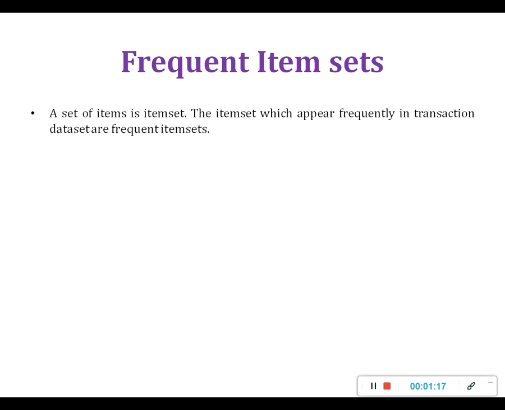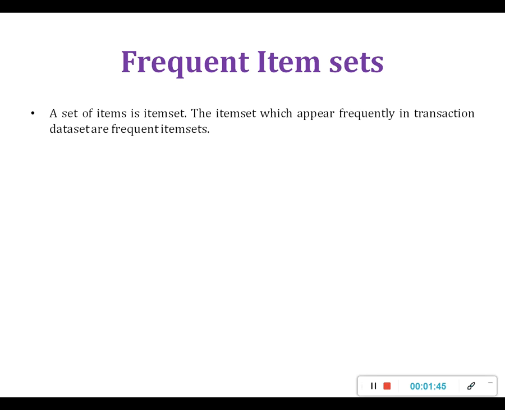So whatever data we have to analyze for finding frequent patterns, or for mining purposes, or for market basket analysis, or for association rules, at that time whatever transaction data set we are using, we will find out in that transaction data set which item sets are going to appear frequently.